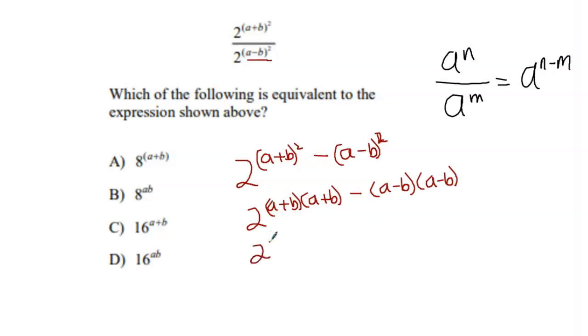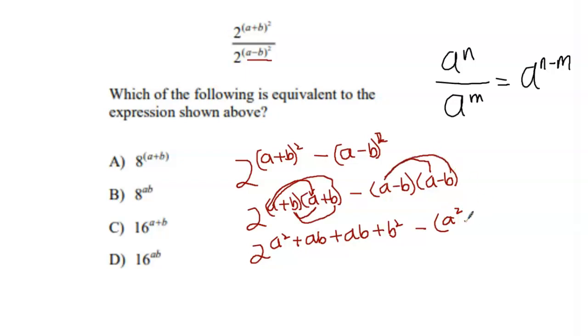So if you apply your FOIL, you get a squared plus, and then here is going to be AB, and here is going to be BA, which we can write as AB, and then B times B is going to be B squared. Make sure you put this in the parentheses because this negative is going to affect everything after. So here it's going to be a squared, negative AB, negative BA, which is the same as AB, and negative times negative here will be positive, so B squared.